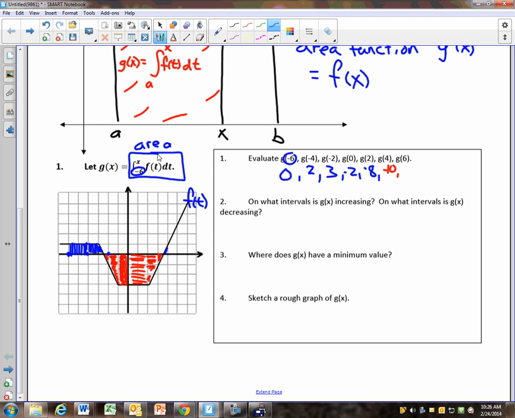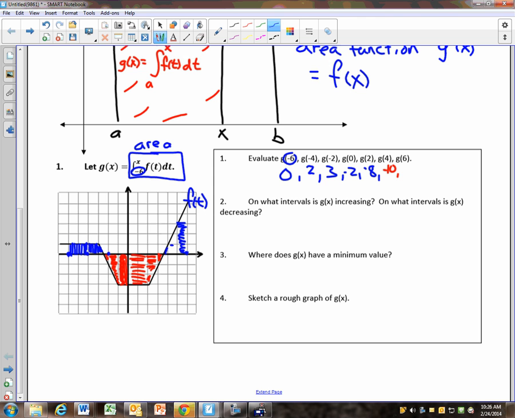And then finally we do g of 6. We got 1, 2, 3, 4, 5, 6. So let's color in some more boxes here. So I'm at negative 10 and I'm going to go up 3. So that's 13.